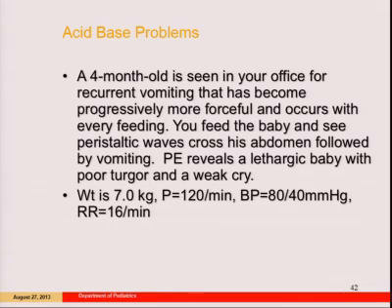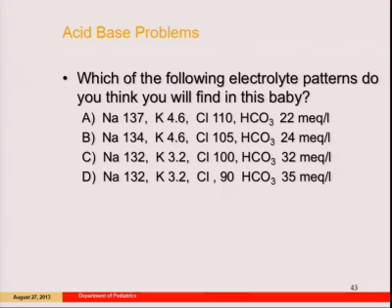A 4-month-old is seen in the office for recurrent vomiting that has become progressively more forceful and occurs with every feeding. You feed the baby and watch peristaltic waves cross his abdomen, followed by vomiting. Physical exam reveals a lethargic baby with poor turgor and a weak cry. His weight is 7 kilos, pulse 120, blood pressure 80 over 40, and respirations are 16. I would put you felt an olive, but I personally have never felt an olive. But the peristaltic waves I've seen. Which of the following electrolyte patterns do you think you're going to find?